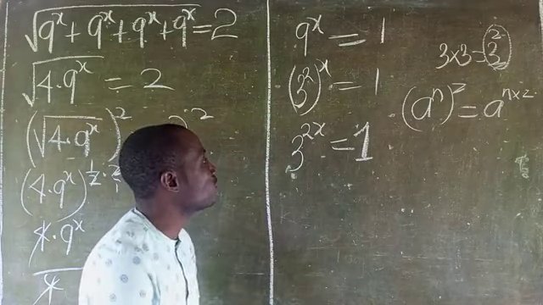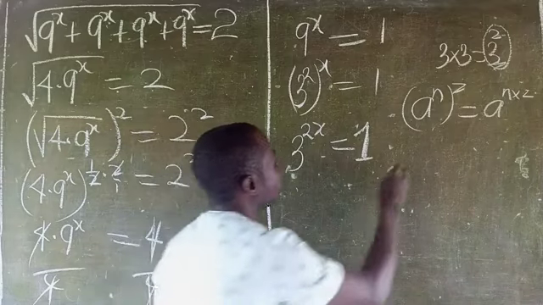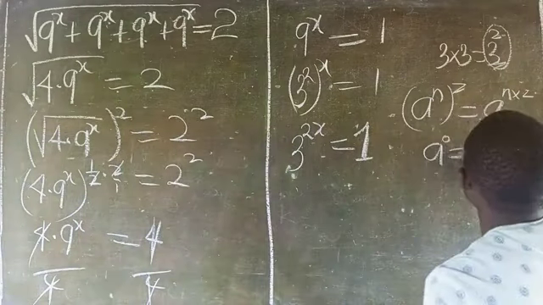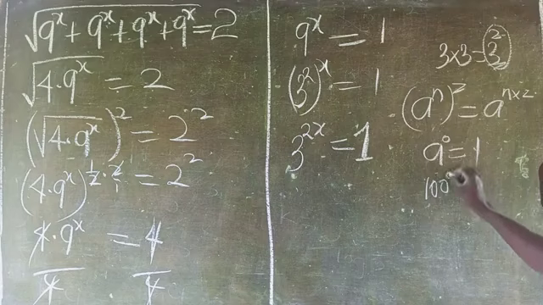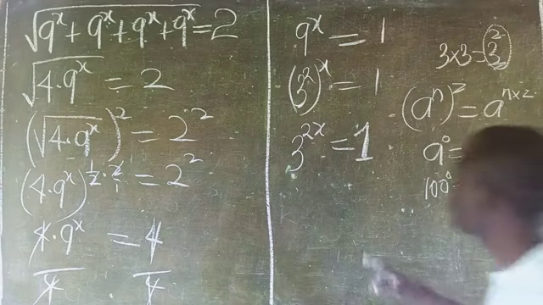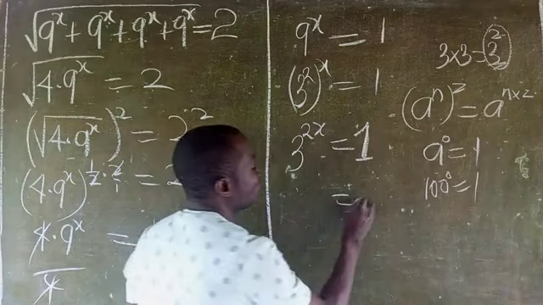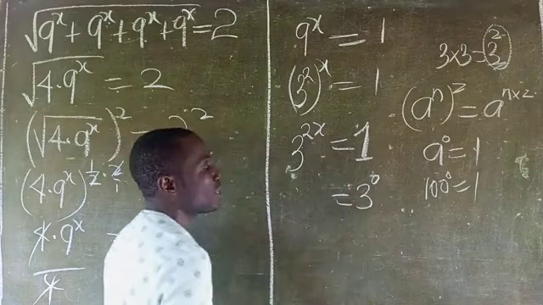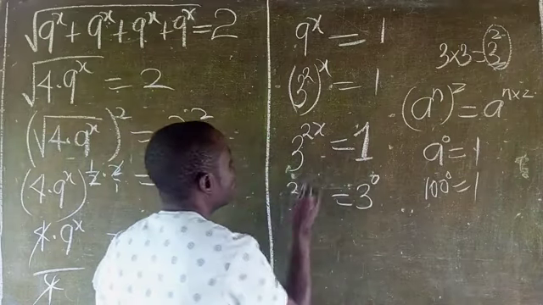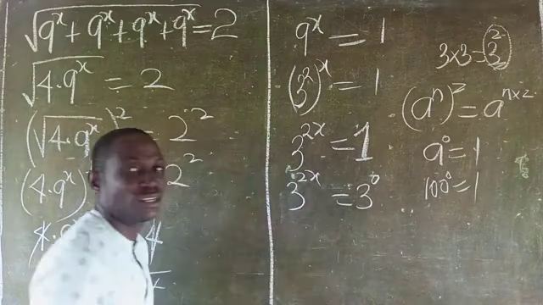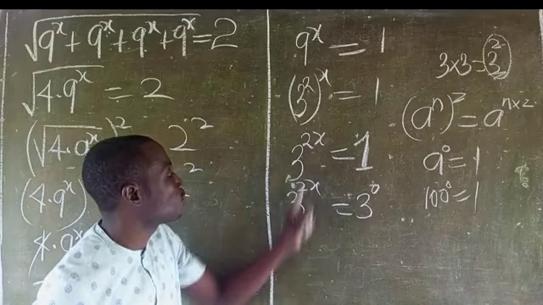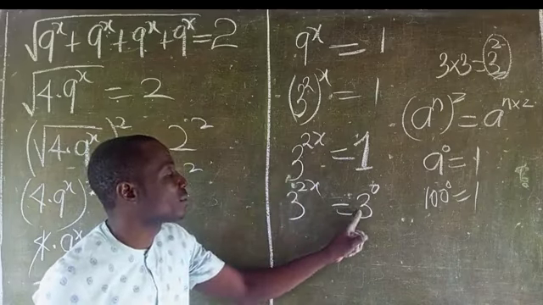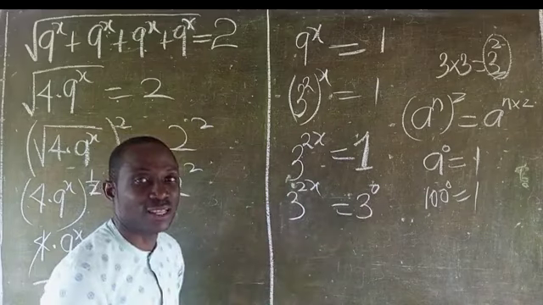If you remember the fact that a raised to power 0 equals 1, and 100 raised to power 0 is also equal to 1, it means anything raised to power 0 is 1. Since we have 1 on the right hand side, we can say 3 raised to power 0 is the same thing as 1, and the other side remains 3 raised to power 2x. So we have not done anything different. 3 raised to power 2x is on the left hand side, and 3 raised to power 0, which is 1, is on the right hand side.